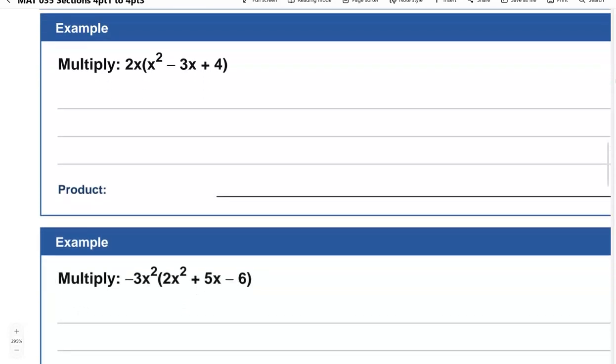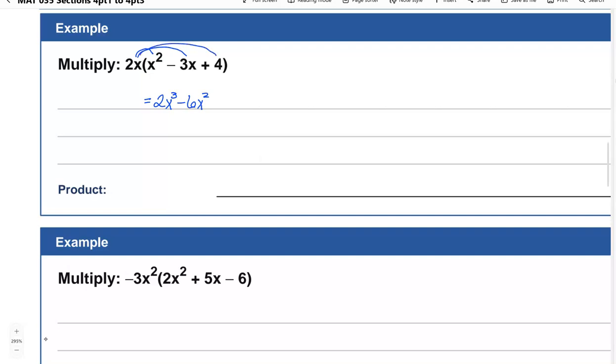Okay, a monomial times a trinomial is going to work the same way. So this is where you may want to pause the video, try it, come back and check your answer. So we're going to distribute 2x to x squared minus 3x plus 4. So 2x times x squared is going to give us a 2x cubed. 2x times a minus 3x, it's going to give us a negative 6x squared. We do the 2 times the negative 3. x times x is going to give me an x squared.